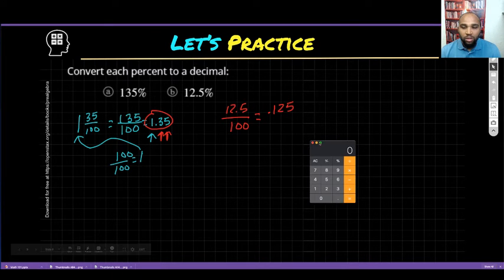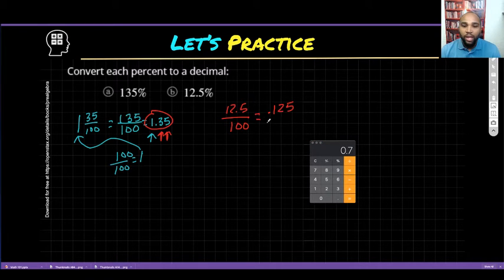And you'll notice a pattern. So if I put 12.5 and divide it by 100, look what we get. Same thing we got here, right? But I want you to see if you can find the pattern. 85 divided by 100 is 0.85. 70 divided by 100 is 0.7.